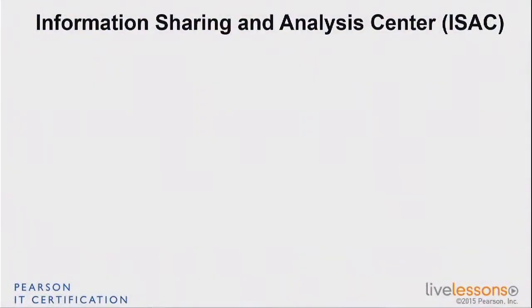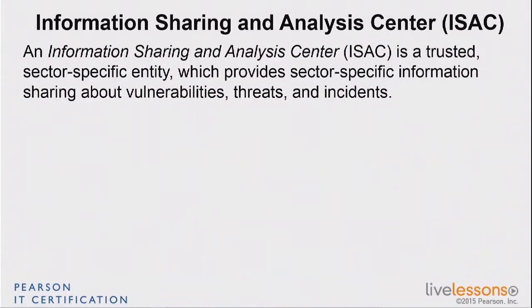Another source of information are the Information Sharing and Analysis Centers, and they're known as ISACs. So an Information Sharing and Analysis Center is a trusted sector-specific entity which provides sector-specific information sharing about vulnerabilities, threats, and incidents. So if you're in the financial sector or you're in the public utility sector, there's a whole list of sectors. Actually, all of the critical infrastructure sectors have ISACs. So it's a way that organizations within that sector can share information and know that that information is only going to other members who have been vetted, as well as affiliates who have been vetted as well.